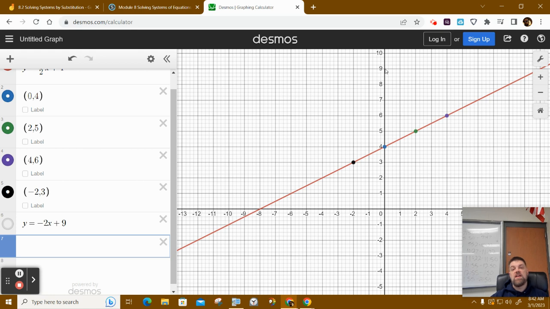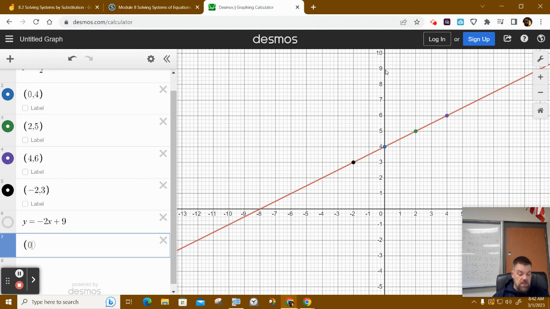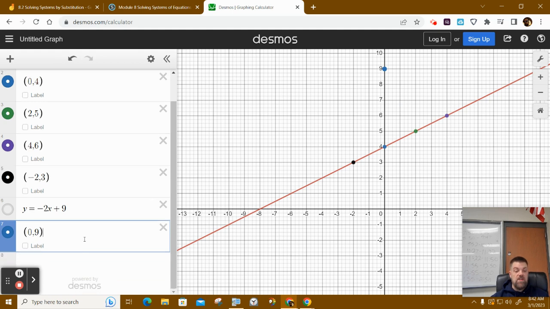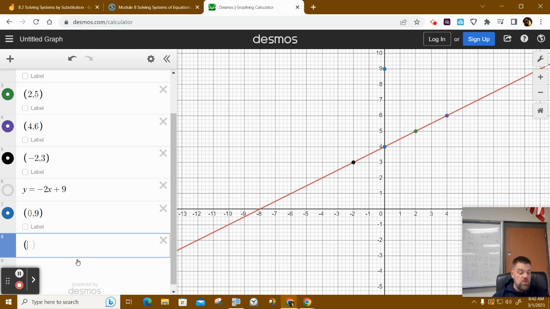So what's this point, you guys? If it's going to cross right here, what is that point technically? 0, comma 9. Now, how do I find the next point on this line? Yeah, so negative 2 is the same as negative 2 over 1. So that means I'm going to go down 1, 2, and over 1. What's this point right here? 1, comma 7. So I'm going to graph that as 1, comma 7.